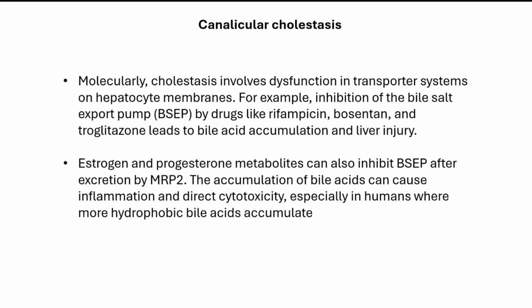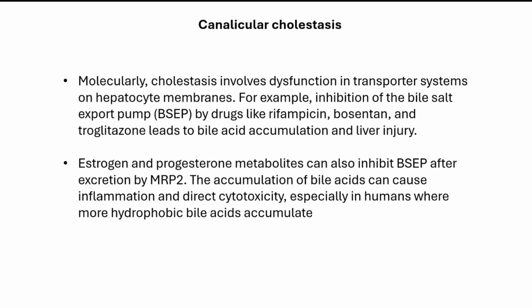Molecularly, cholestasis involves dysfunction in transporter systems on hepatocyte membranes. For example, inhibition of the bile salt export pump (BSEP) by drugs like rifampicin, bosentan, and troglitazone leads to bile acid accumulation and liver injury. So BSEP also plays a major role, remember that.